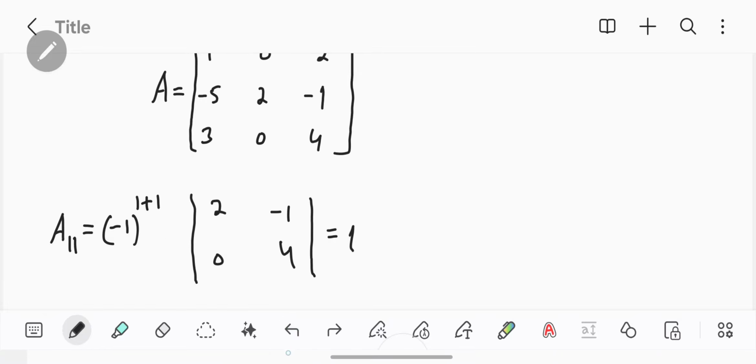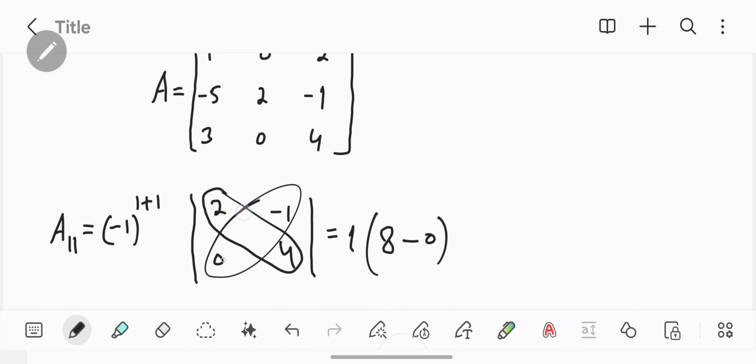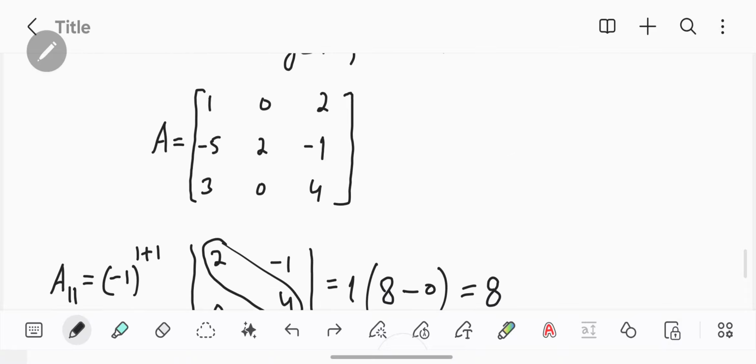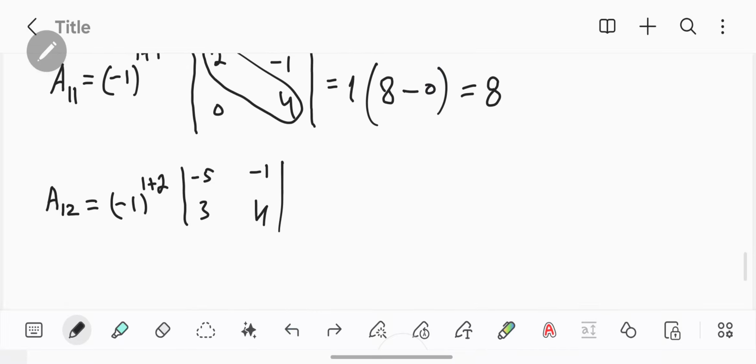The determinant is obtained by multiplying 2 with 4, which is 8, and minus 0. If I simplify it, I will get 8. Then I will find A12. A12 is negative 1 to the power 1 plus 2 times the determinant obtained by deleting this and this. I will get negative 5, negative 1, 3, 4.